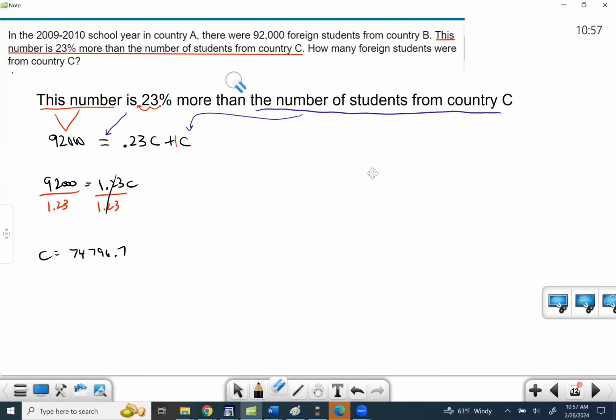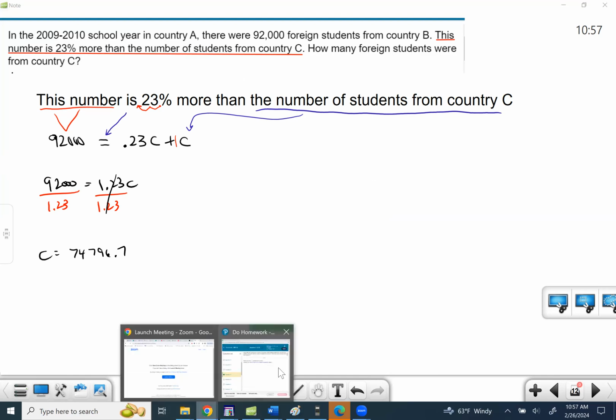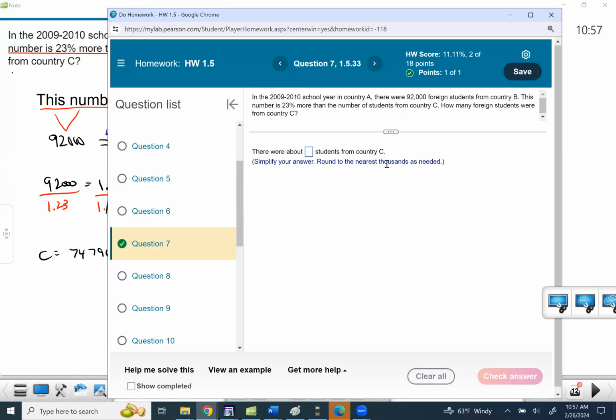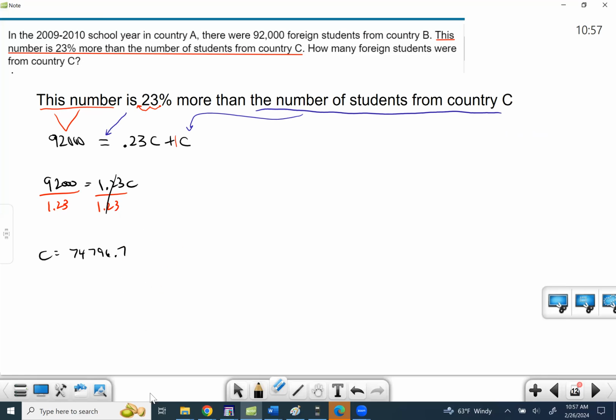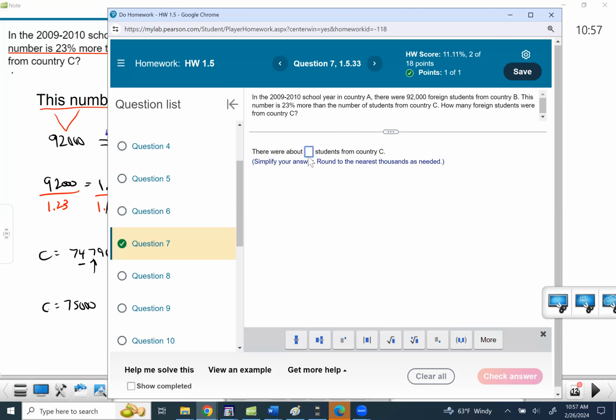When I went to my math lab to see what I needed to put in, it says round to the nearest thousands. I read it wrong and thought it was thousandths. So I went out 3 decimal places thinking thousandths, but it wants us to round to the thousands, not thousandths. So here's the thousands place, right? And because there's a 7 right behind it, we're going to round that up to 75,000 for C. Let's put in 75,000 and then check this to make sense of it.